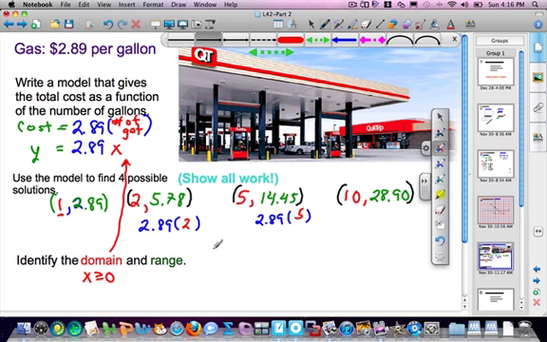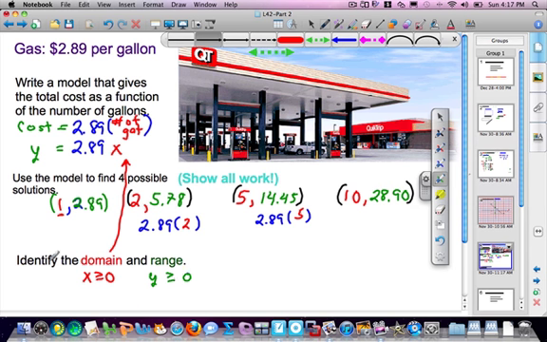Likewise, the range we know is the cost of the gas in dollars. And the least amount of gas that we can purchase is 0, and that would correspond to a cost of 0. So all the y values must be greater than or equal to 0.